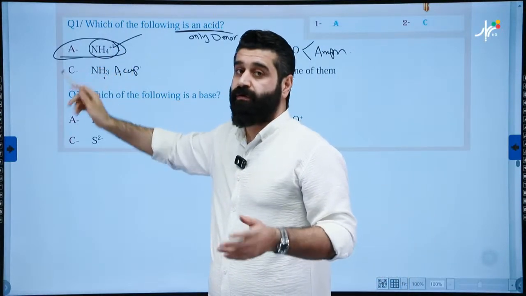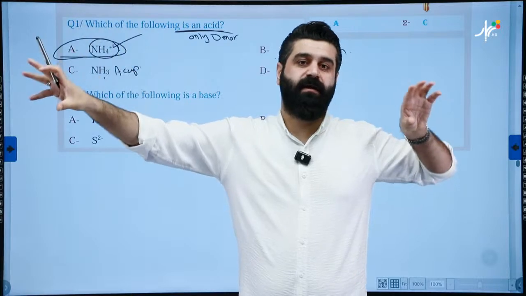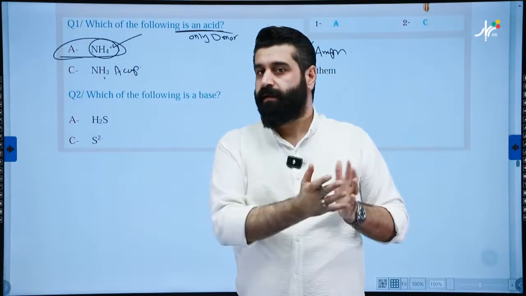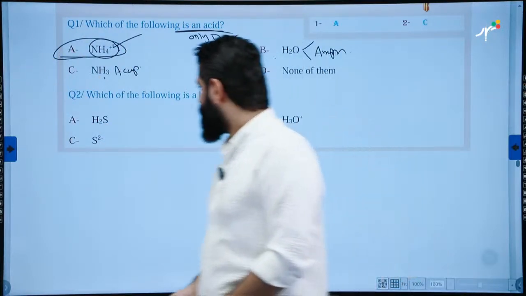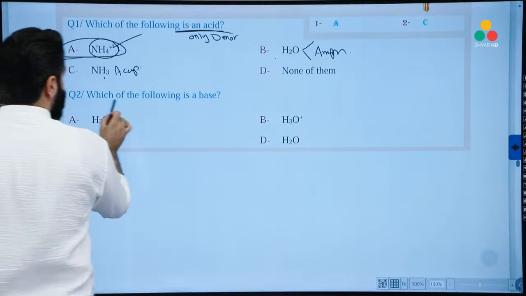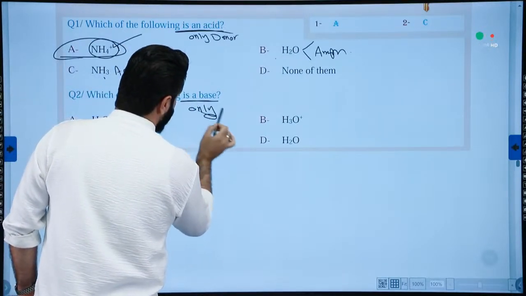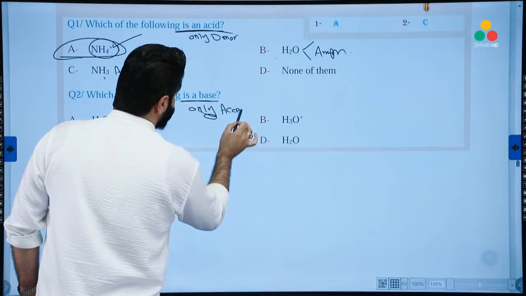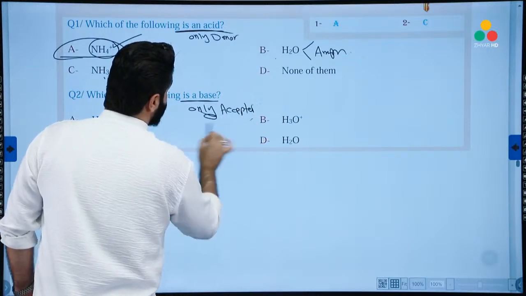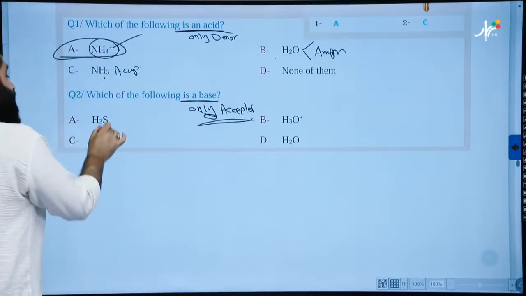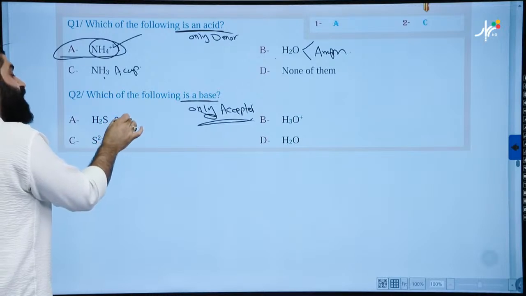Where do we get NH4? From NH3. NH3, it's a base. NH4 will become an acid. Okay? Think about this question. Which of the following is a base? It means only acceptor. Only what? Acceptor. Great. H2S, it's only donor.